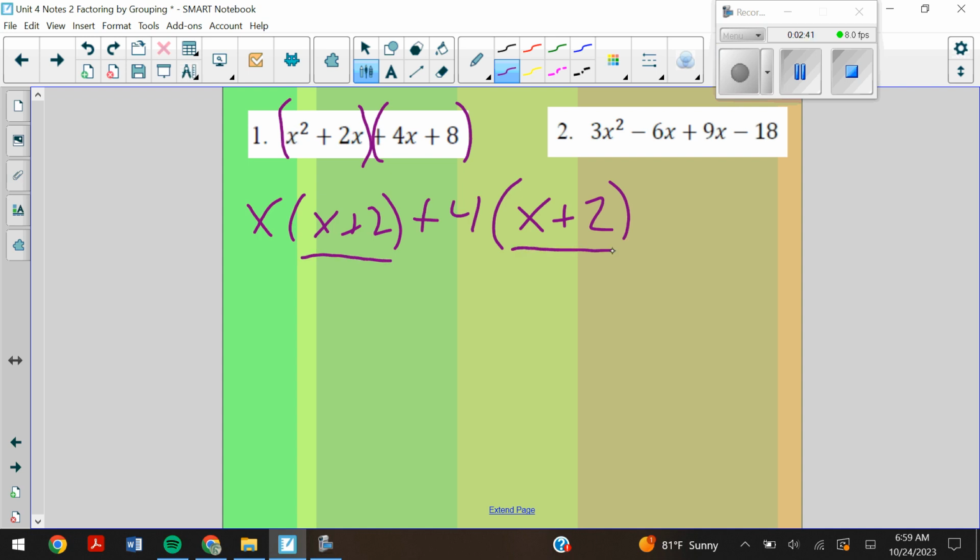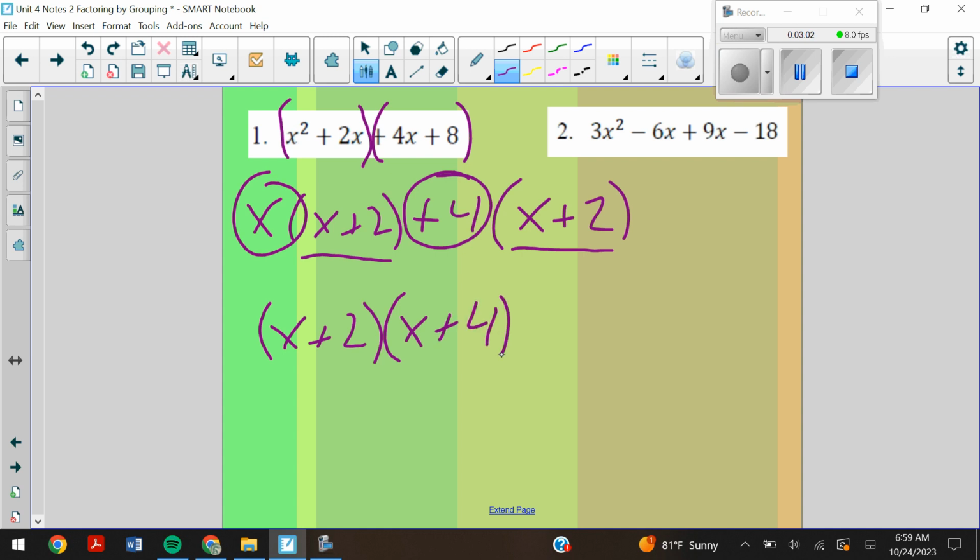Well, do those parentheses match? And they do. So technically what we're going to do is factor that x plus 2 out of those 2 portions. I'll put that into 1 parenthesis. And then my leftovers, x plus 4, into the other parentheses. And this is going to be my solution.